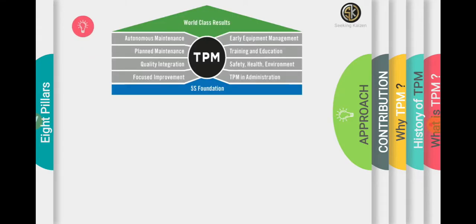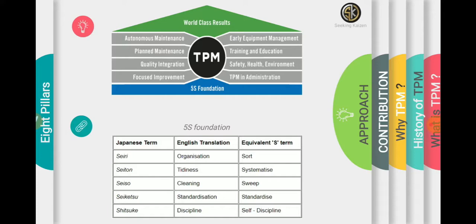To achieve world class results, any organization should understand this basic thing, that TPM comprises these 8 pillars, and the basic foundation laid here is the 5S foundation. We need to understand that the goal of 5S is to create a work environment that is clean and well organized. It consists of 5 elements. We can see in this chart the Japanese terms, which are Seiri, Seiton, Seiso, Seiketsu, and Shitsuke. These words are equivalent to S terms in English translation.